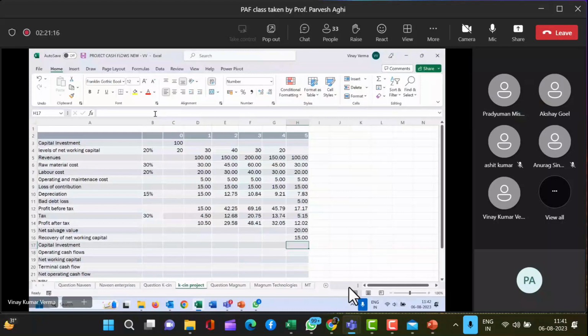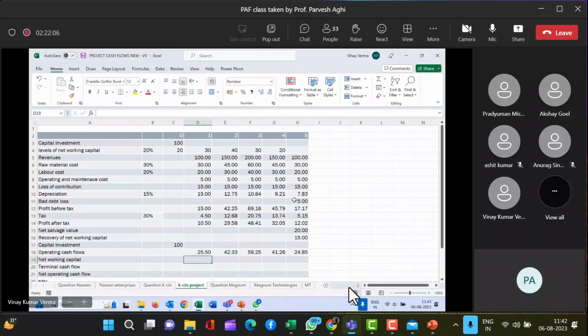नाउ गो बैक टू द कैपिटल इन्वेस्टमेंट फर्स्ट 0th ईयर. नहीं, 100 दिखाओ, जो आपकी कैपिटल इन्वेस्टमेंट. ओके. ऑपरेटिंग कैश फ्लोज, go to the first year, and then profit after tax plus depreciation. हाँ, बैड डेट भी ऐड हो जाएगा लास्ट ईयर में. 5th ईयर में यू आर गोइंग टू ऐड दैट 5 lakhs ऑल्सो. ओके. Then net working capital with the change in working capital.